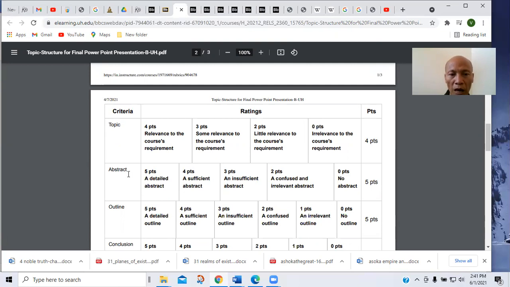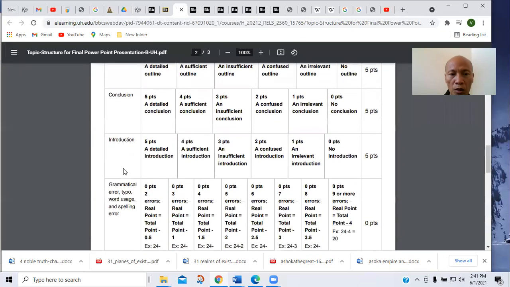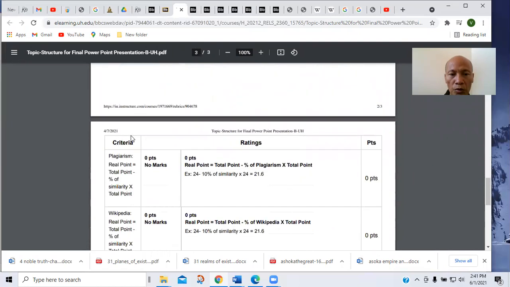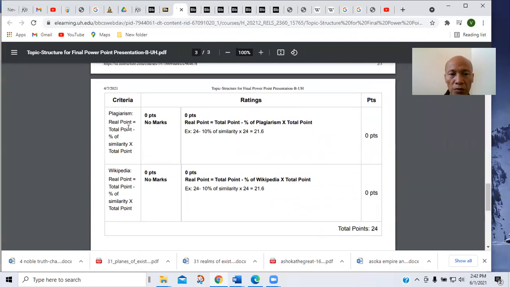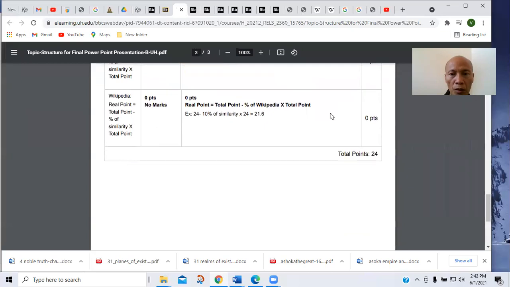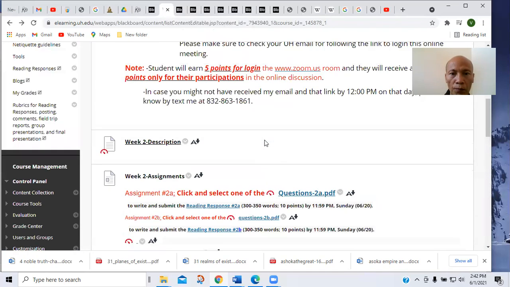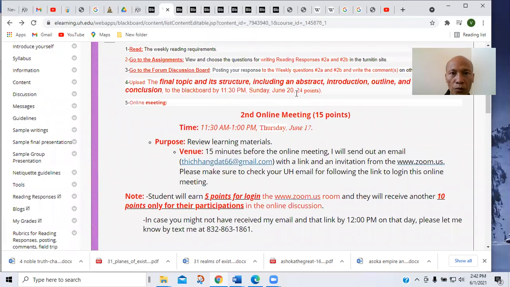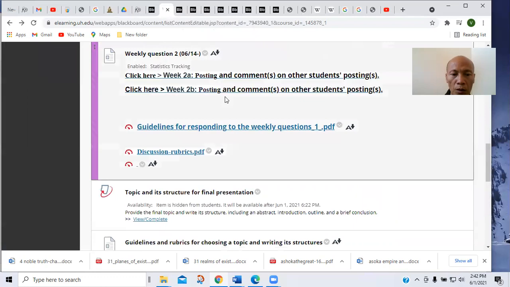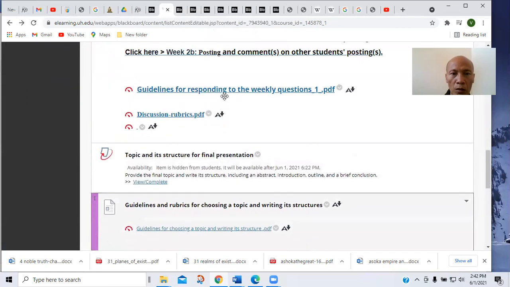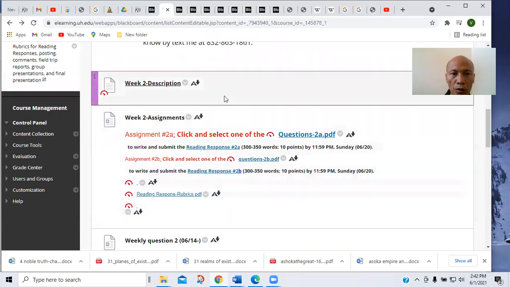So you should have abstract, outline, conclusion, introduction, grammatical error, typos, check for me, plagiarism, Wikipedias. That may take up your points. So in total, you have 24 points for the topic and the structures. Okay, so that's the assignment for this week, and let us move on to the weekly description.